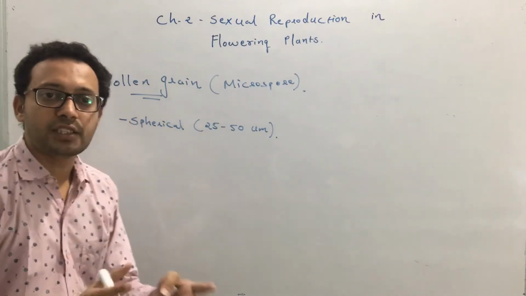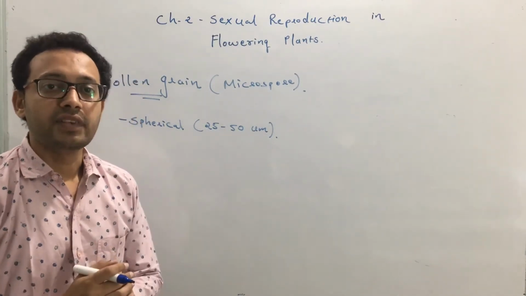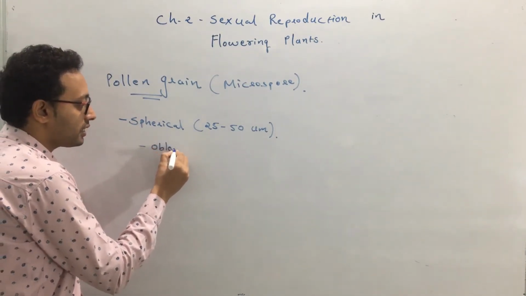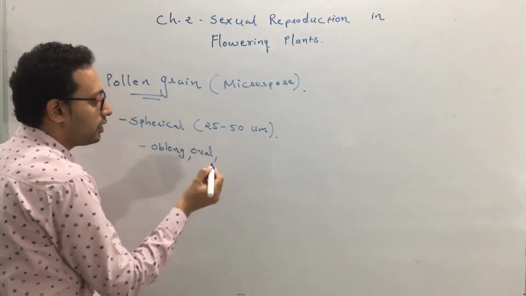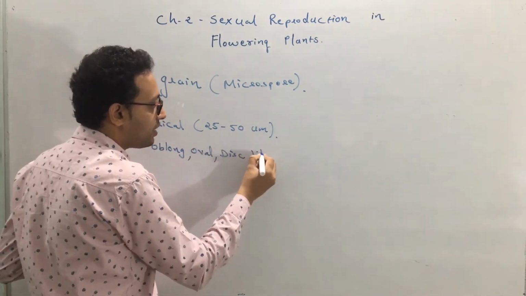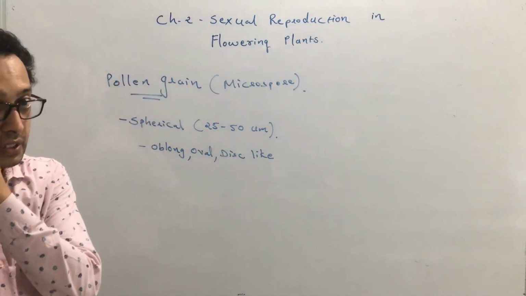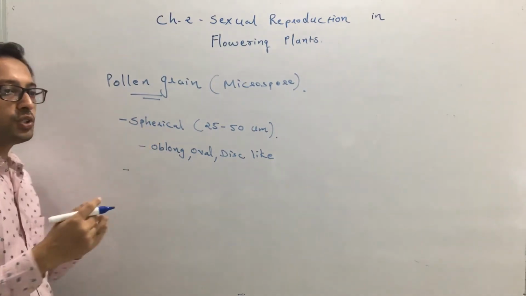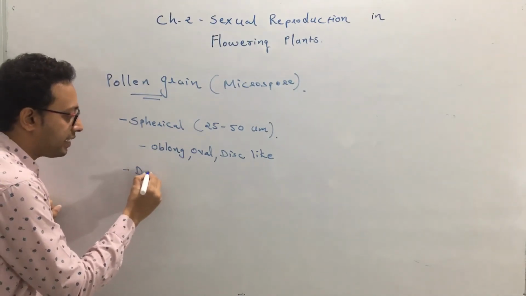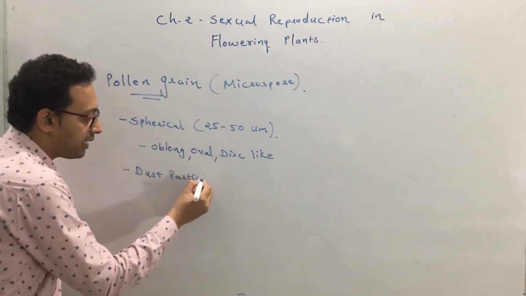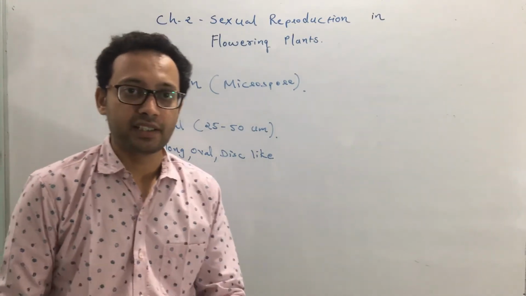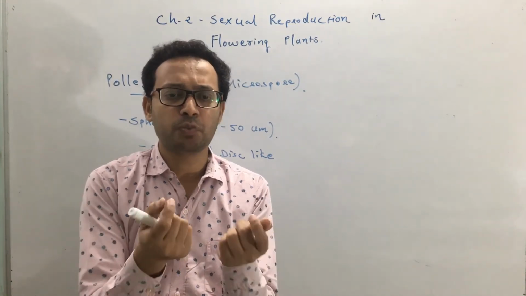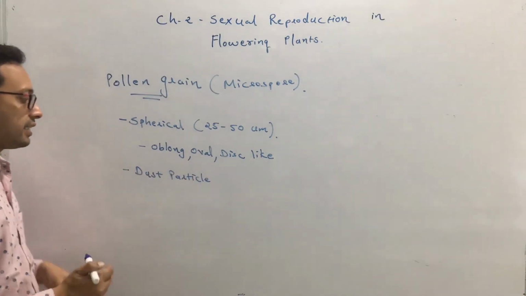But it is not always that pollen grains are spherical only. We can also observe different shapes of pollen grain. It may be oblong sometimes, it may also be oval, or it may be disc-like. Such shapes of pollen grain can also be found. Now, these pollen grains are usually produced in large numbers and look like particles of dust. You will observe it in a practical, because you have to see this pollen grain under a microscope. When you dust it out, it looks like small particles of dust.